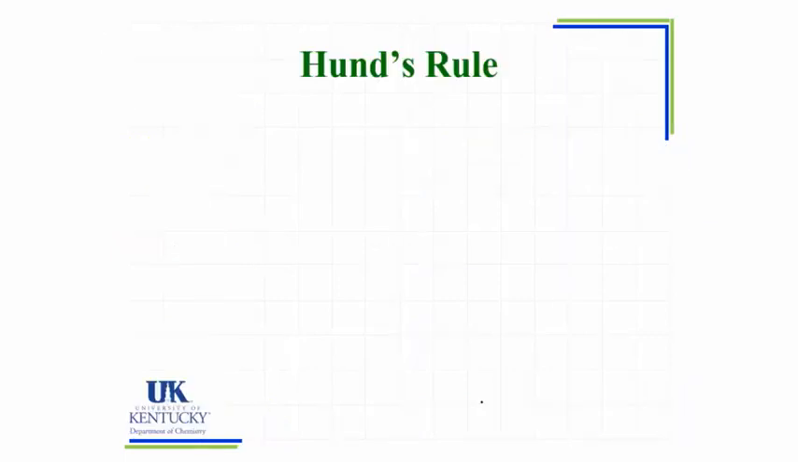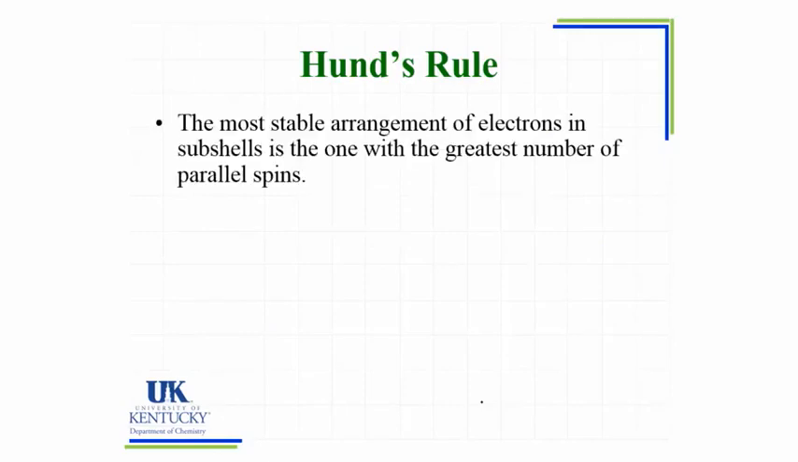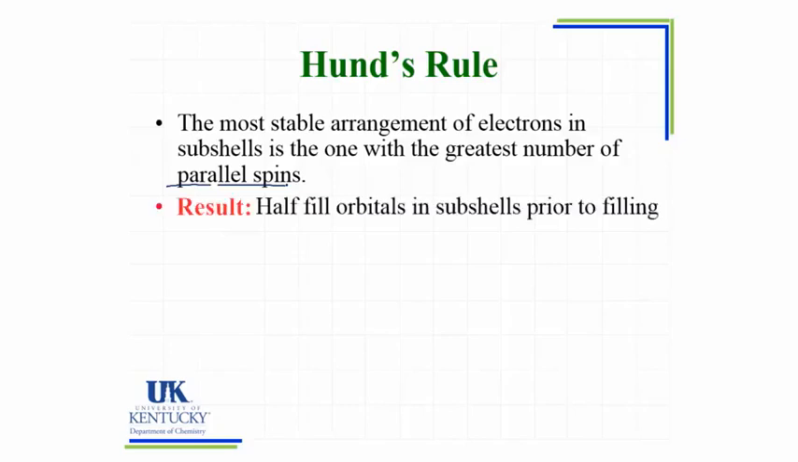Okay, we're ready for our next rule to consider, and this is called Hund's rule. Hund's rule states that the most stable arrangement of electrons in a subshell is the one with the greatest number of parallel spins. Let's consider what parallel spin means. Parallel spin means spinning in the same direction. Okay, so if they're spinning in the same direction, that's a parallel spin. So the result of Hund's rule is that you will always, in degenerate orbitals, half fill the subshell orbitals before you go back and fill them up.